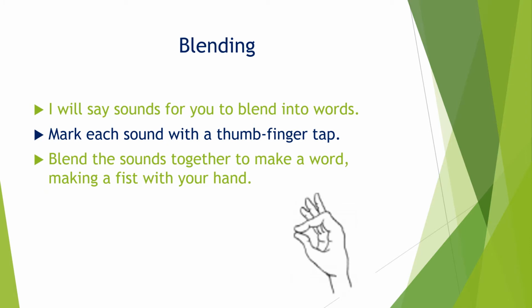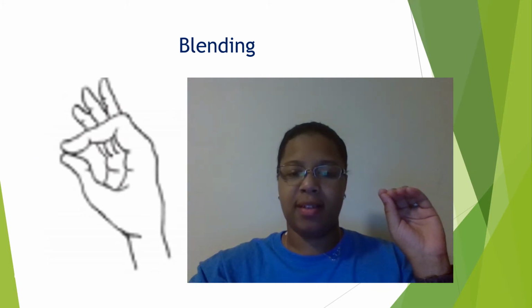Let's begin with some blending practice. I will say sounds for you to blend into words. You will repeat the sounds after me and mark each sound with a thumb finger tap. Blend the sounds together to make a word, making a fist with your hand. Make sure you repeat after me.